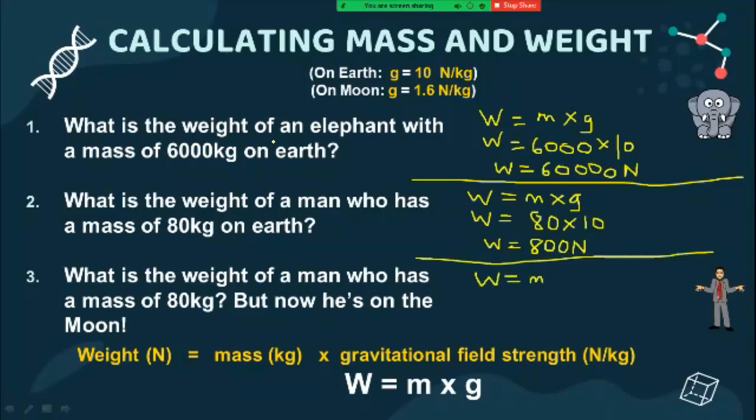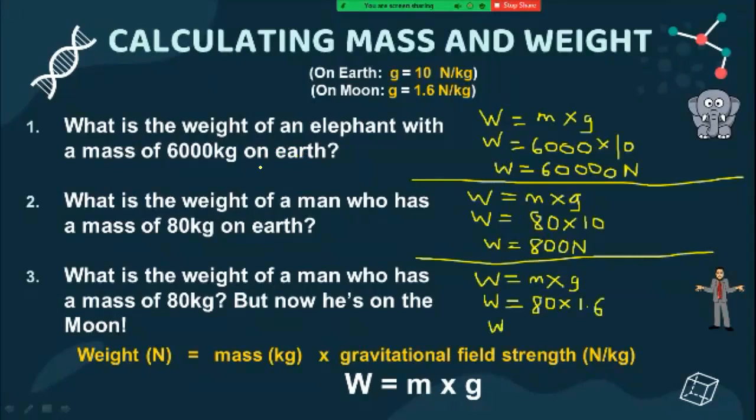The formula remains the same. W equals M times G. But now you have to use the right value of gravitational field strength. Since the man is on the moon, the value of G to be used is 1.6 Newton per kilogram. So again, the formula W equals M times G becomes W equals 80, which is the mass of the man, multiplied by 1.6, which is the gravitational field strength on the moon.